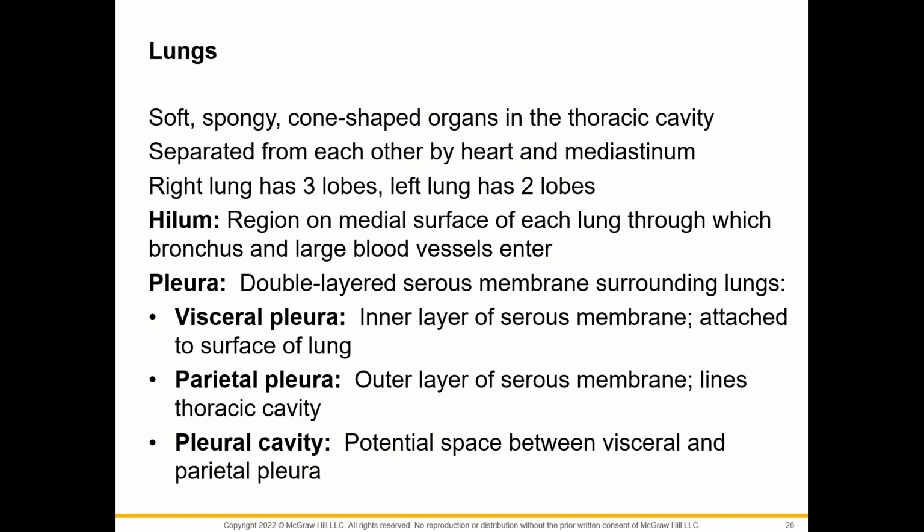The hilum is the region on the medial surface of each lung through which the bronchus and the large blood vessel enters. The hilum is a neat little structure. You see it in the kidney. That's where like the renal artery enters. You even see it in a bean.